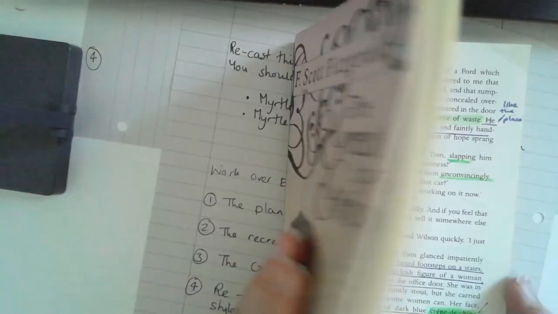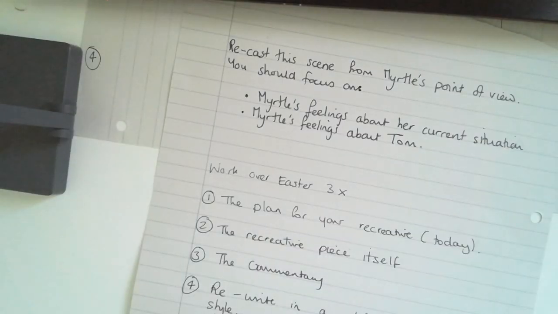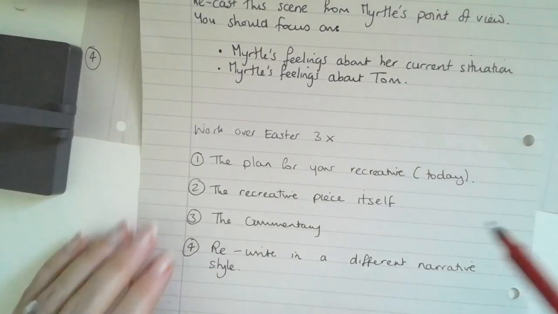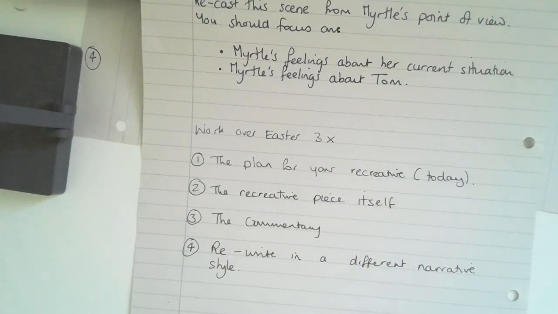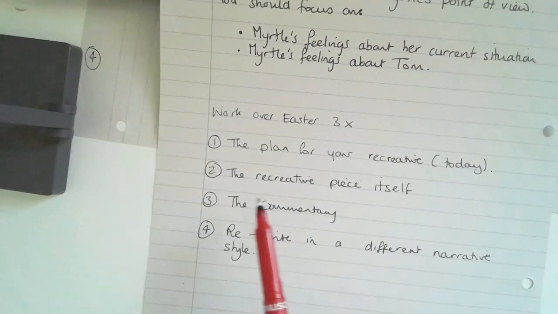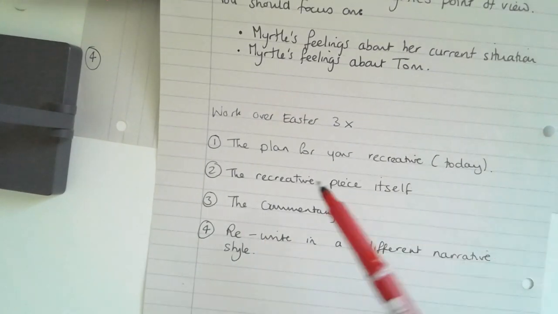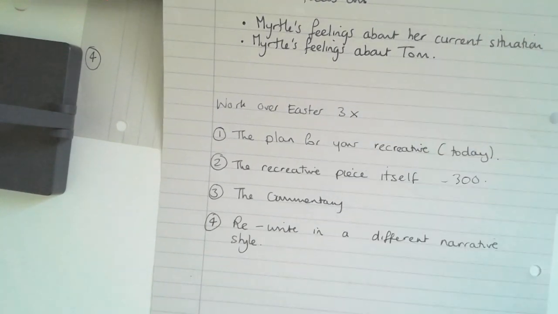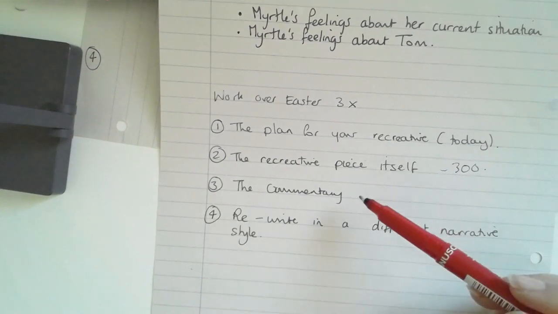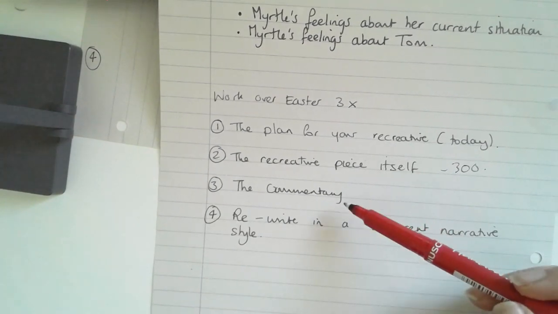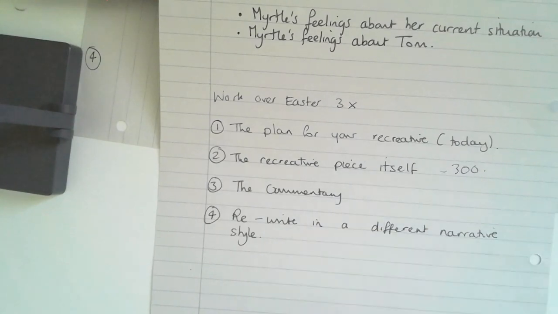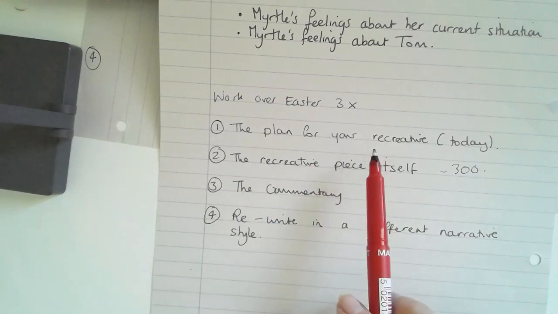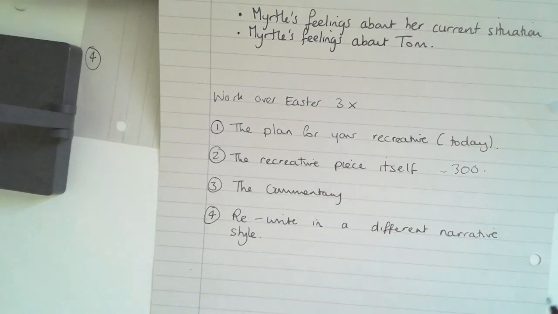So what I would like you to do, over the Easter holidays, is that for today I want you to plan this piece of recreative in exactly the same way that you did last time. Then, as we go through the Easter holidays, I want you to write the recreative piece itself, remembering that that's about 300 words, thinking about the feedback from last time. Write the commentary, making sure you're following the commentary plan that I gave you. But then the other interesting thing I want you to do is rewrite the beginning of your recreative in a different narrative style. I need to talk to you a little bit about narrative styles in a moment.